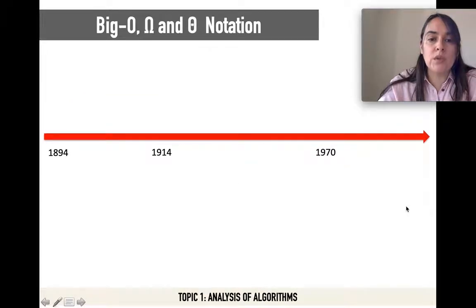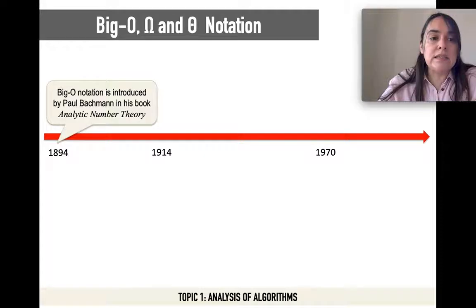Before going into that, I'd like to show you the history of this technique. It's a mathematical technique, so you can know that it wasn't born in the computer science area. It was imported from the math area to computer science. So in 1894, the mathematician Paul Bachmann, a German guy, introduced Big O notation for the first time in a book he wrote at that time.